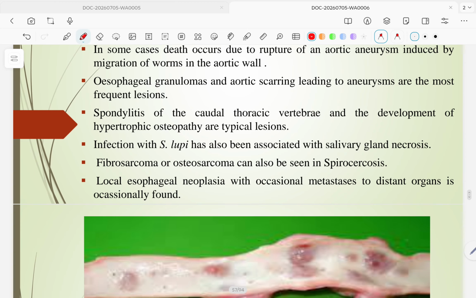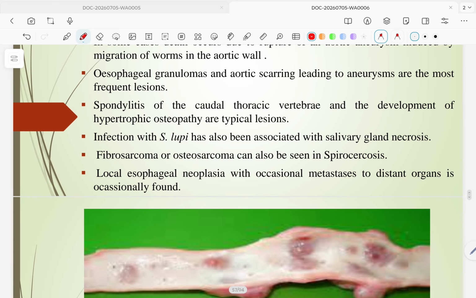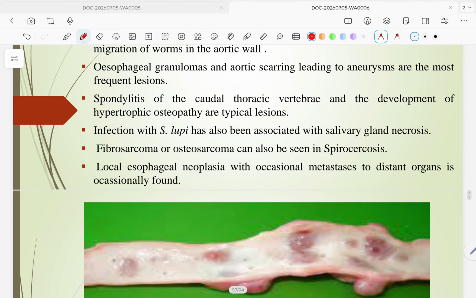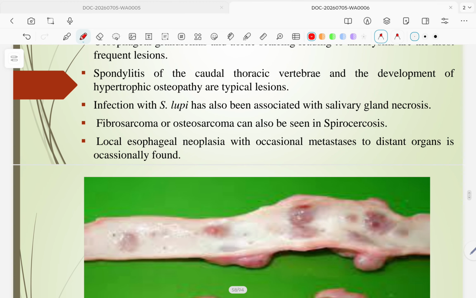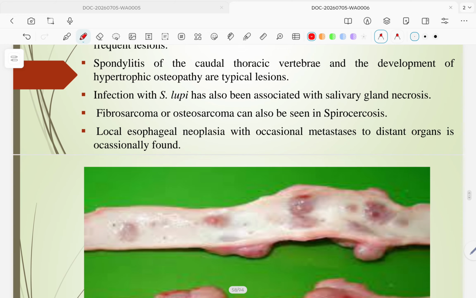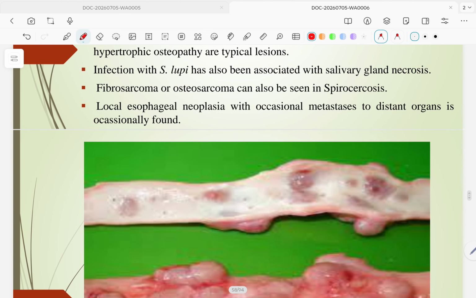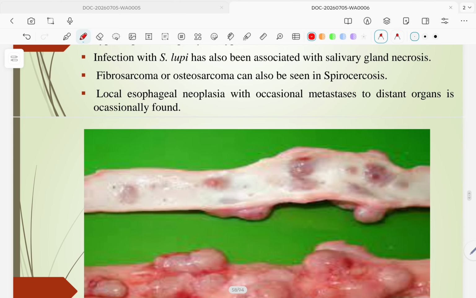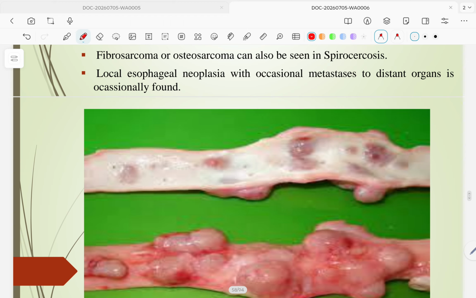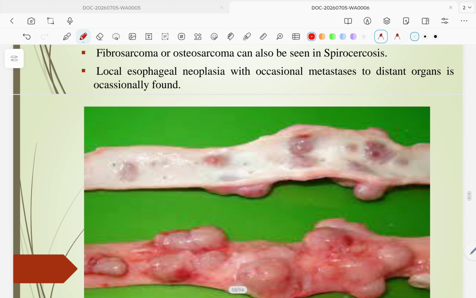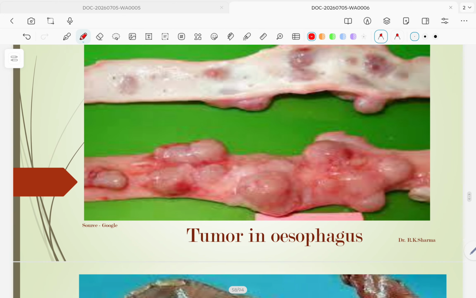Spondylitis of the thoracic vertebrae and the development of hypertrophic osteopathy are typical lesions. Infection with Spirocerca lupi has also been associated with salivary gland necrosis. Fibrosarcoma or osteosarcoma can also be seen in spirocercosis. Local esophageal neoplasia with occasional metastasis to distant organs is occasionally found. Tumor in esophagus.